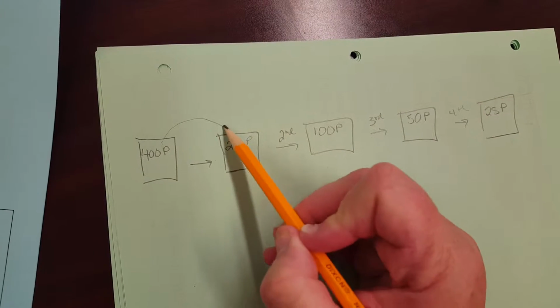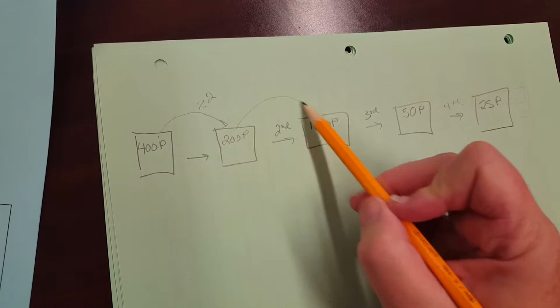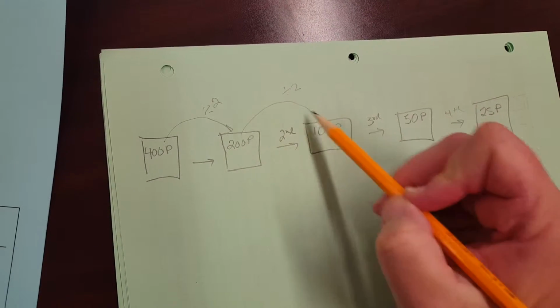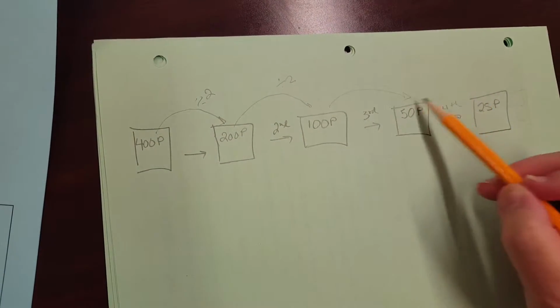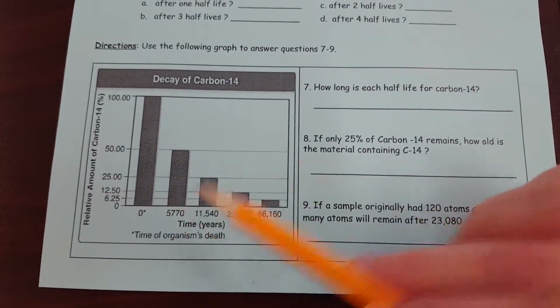The way I calculated that was I took 400, divided it by 2, to get 200. I took 200 and divided it by 2 to get 100, and I continued to do that for each of them. This bottom part of the first page asks you to look at this graph and answer these questions.